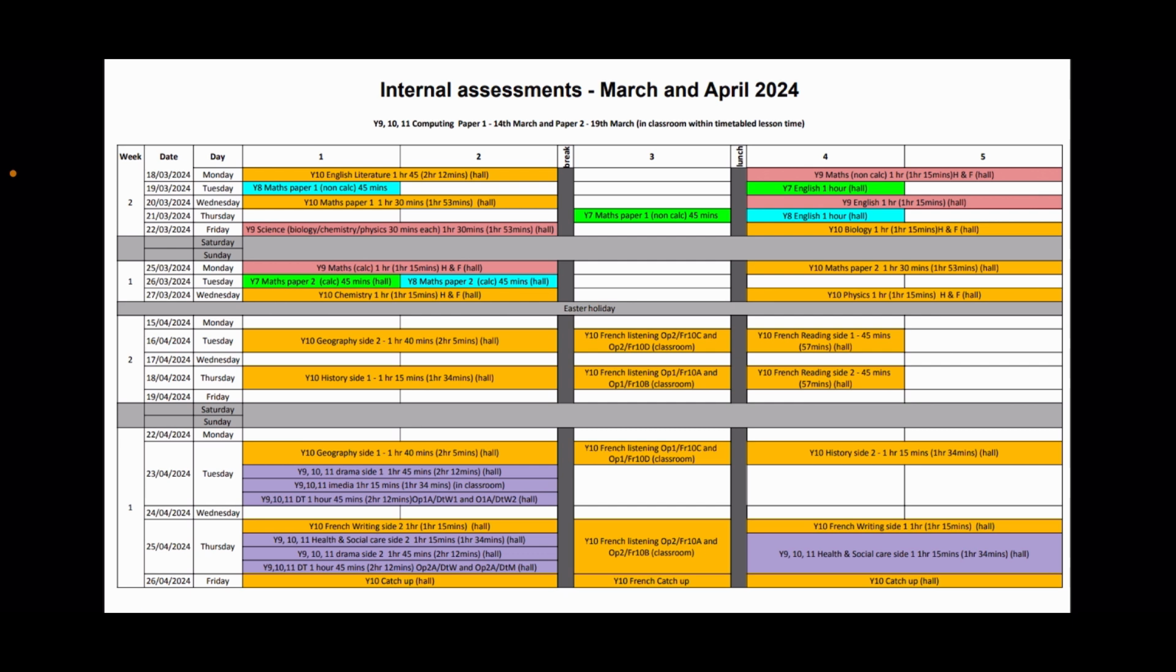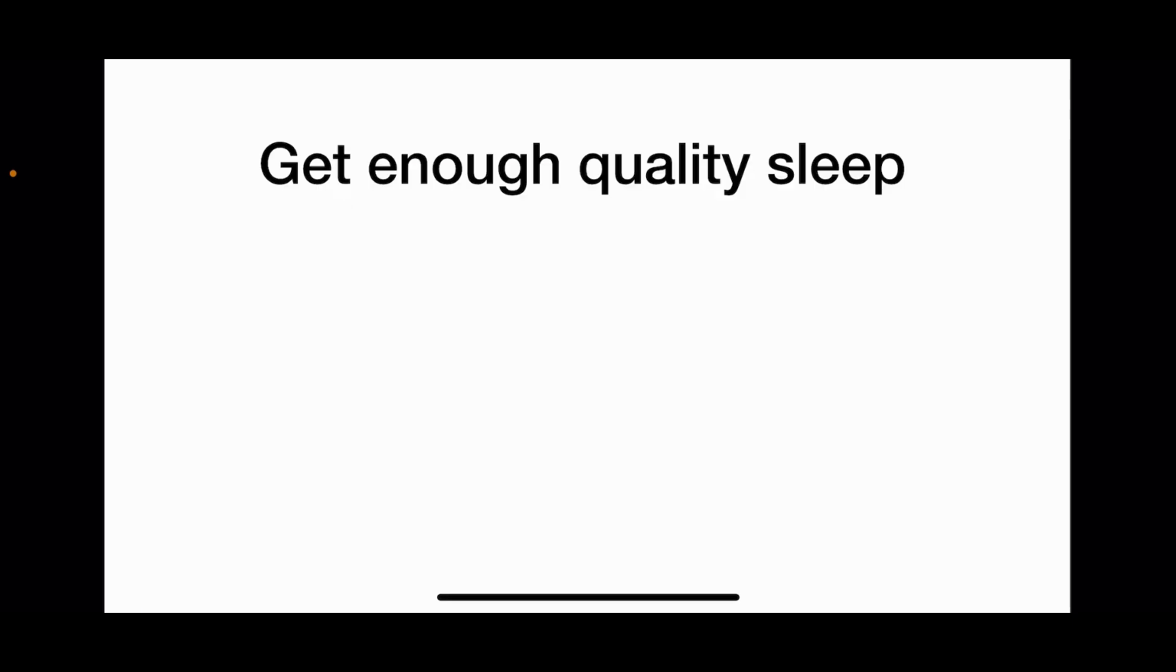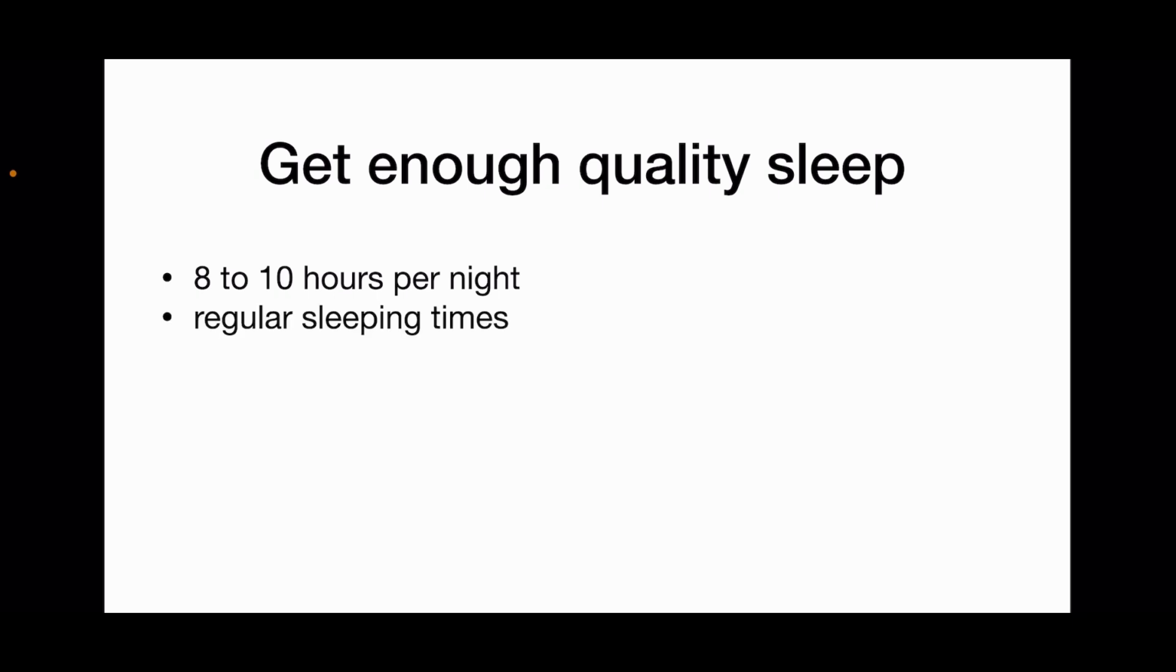Another aspect which is really key is to sleep well. You need to get enough quality sleep. Obviously, this is true of any day of your life. According to the NHS website, a teenager needs between 8 and 10 hours per night. And we need regular sleeping times as well. That means it's a better idea to go to sleep every night at the same time and get up the next morning at the same time as well.